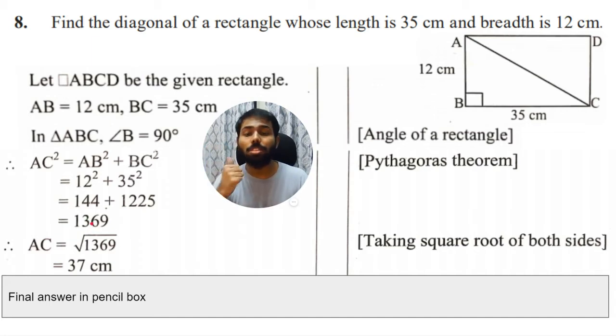Before that, what is the meaning of square root? स्क्वायर रूट का मतलब क्या है? Whenever I ask you, say for example, what is the square root of 100, the question I'm asking you is, ऐसा कौन सा नंबर है जिसको खुद के साथ मल्टीप्लाई करके 100 आएगा? That's the answer to square root of 100. So 10 एक ऐसा नंबर है जिसको खुद के साथ मल्टीप्लाई करूंगा तो 100 आएगा. So 10 10s are 100, right? So the question being asked here is, ऐसा कौन सा नंबर है जिसको खुद के साथ मल्टीप्लाई करोगे तो 1369 आएगा?